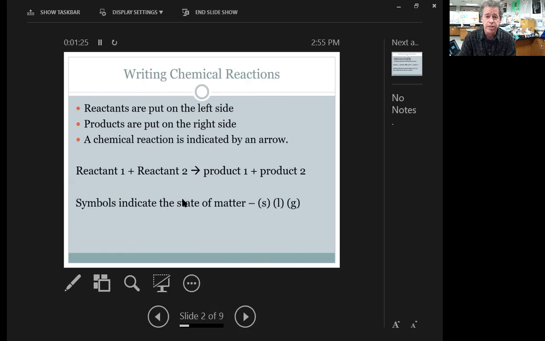You can also put states of matter in there. So S indicates a solid, L a liquid, and G a gas. And we also have something called aqueous, and that's dissolved. So if you dissolve salt in water, you'd have an Na+ ion, and that would be aqueous.